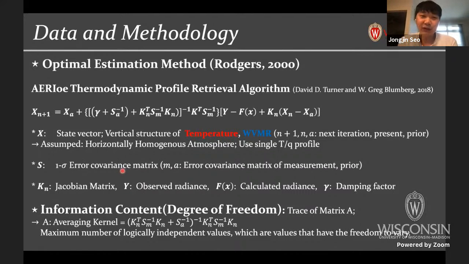So I'm going to show two results. The first result is about the vertical structure of temperature and water vapor mixing ratio. And the second result is about information content, or degrees of freedom. The information content, which is the trace of matrix A, can be calculated using these equations. And the information content means the maximum number of logically independent values, which are values that have the freedom to vary.